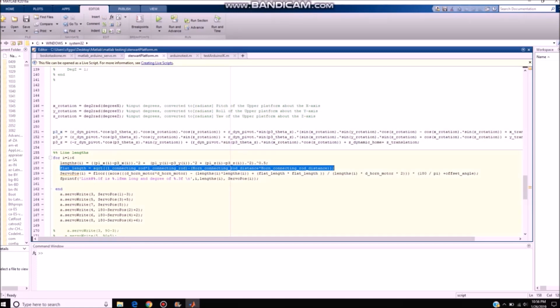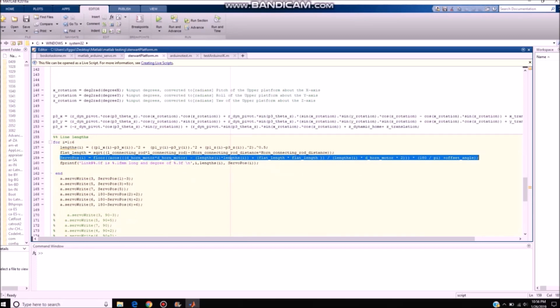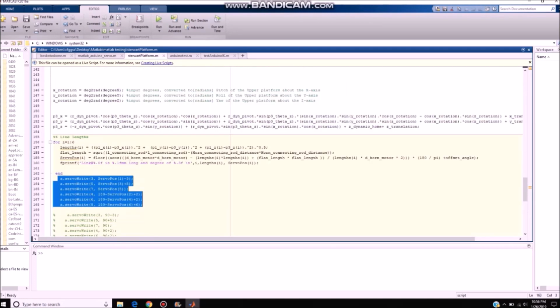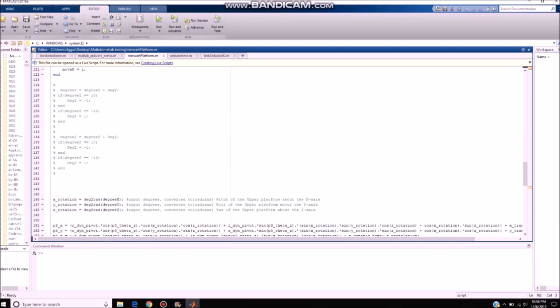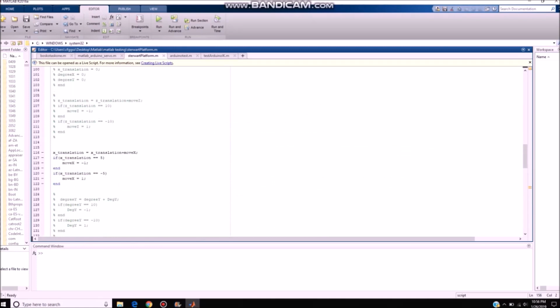This is also a Pythagorean theorem to get that tiny length offset, to make it more accurate. Now once we have this, we can use our law of cosines right here to solve for those angles. And after we solve for those angles, we can print out those angles. And that's basically all the inverse kinematics.